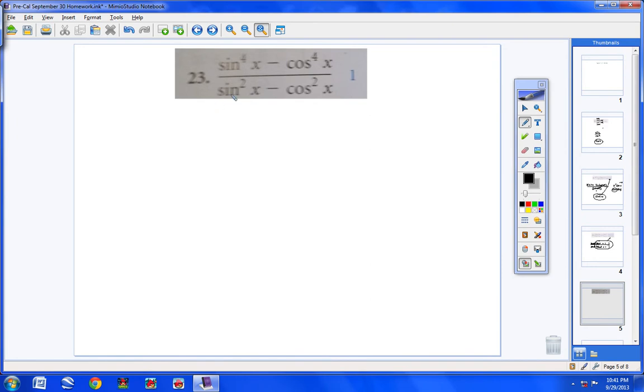Now, on number 23, notice we want to end up with 1. Now, it looks like it's going to be difficult to do, but whenever you're trying to simplify these trig expressions or trig rational expressions, just do what you know to do and just kind of watch and see if things don't fall in place. For example, I notice I have 2 terms up top, 2 terms in the bottom. Thus, I'm going to try to factor the top.